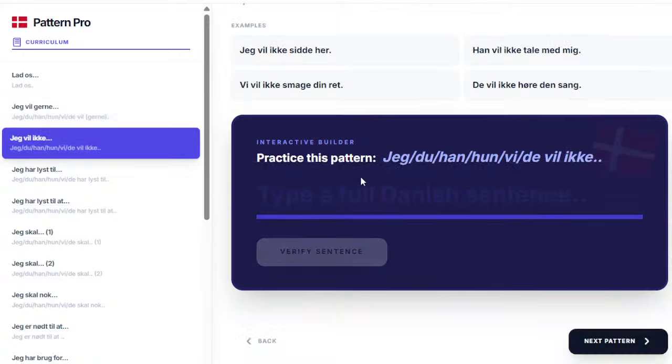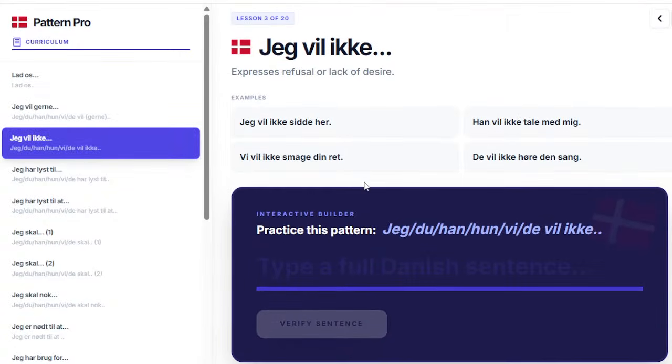Now, what about this one? Jeg vil ikke. Nah. So that's you don't want to, eh? Nej, I don't want to do that. Jeg vil ikke sidde her. I don't want to sit here. Vi vil ikke smage din ret. We don't want to taste your dish, the thing you cooked.